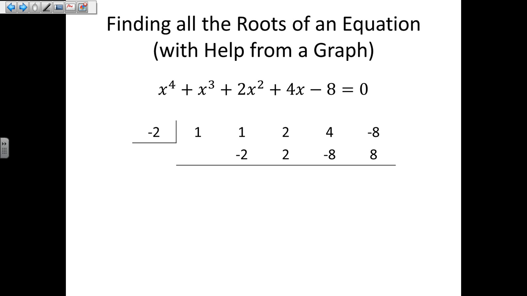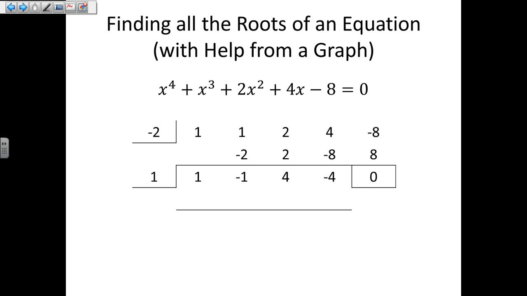Now, synthetic division is a great way to try this. Remember, we can find out if negative 2 is a root or a 0 by synthetically dividing by negative 2. So as we go through the synthetic division process, we find out that the remainder is 0 with negative 2. So yes, negative 2 is a root or a 0 of the polynomial.